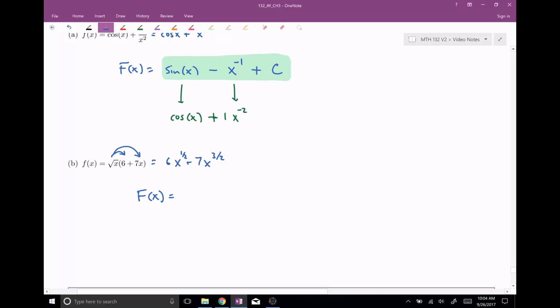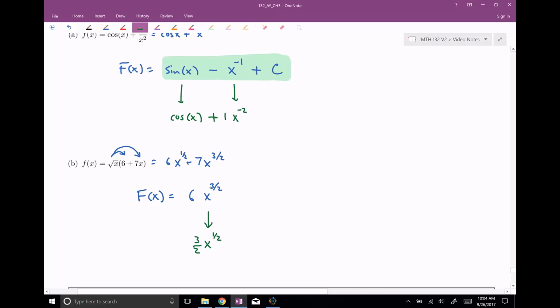So if I was guessing here, I would say, well, in order to get an x to the 1/2 power, I want to start off with x to the 3/2 power, right? Because when I take the derivative of this, I'm going to have to reduce my power by 1. The 3/2 would come down, and then I would get x to the 1/2 power. And I like that x to the 1/2 power. I want that. But, okay, I need to get a 6.